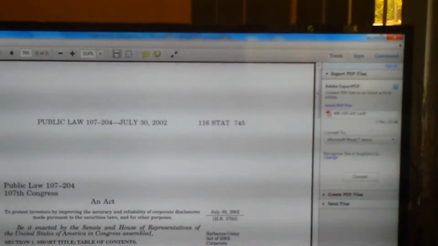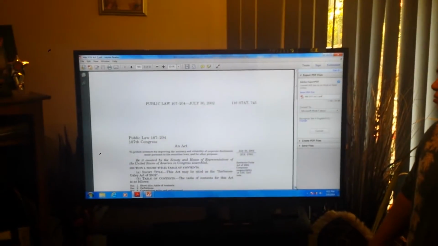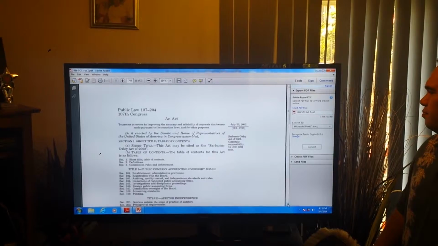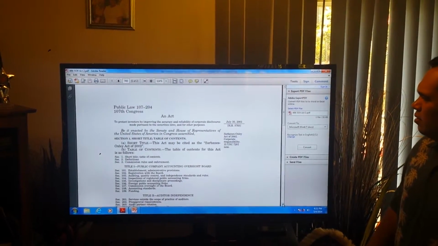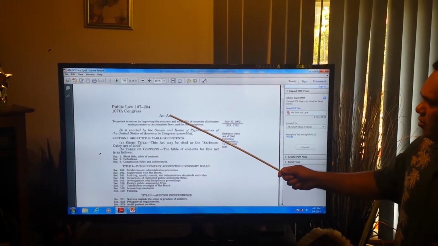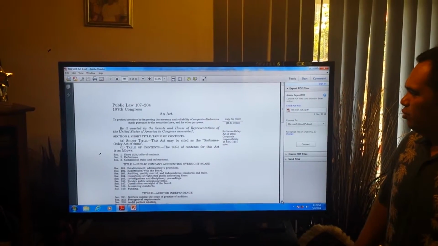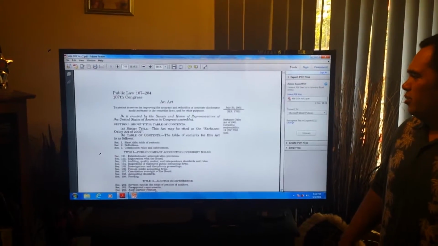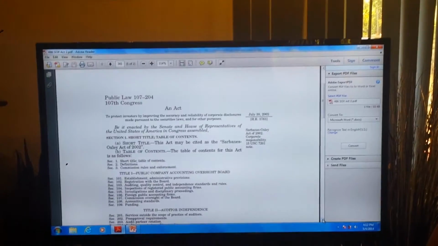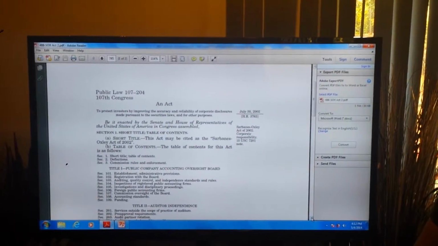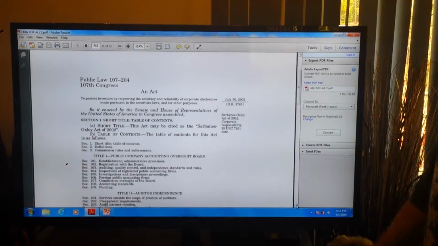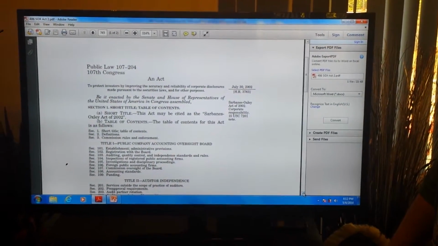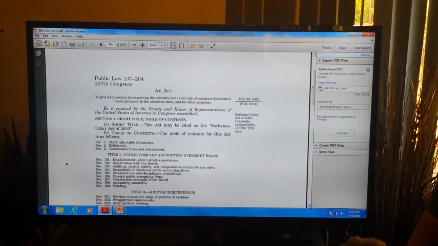And here we have the first couple pages of the SOX Act of 2002. And you can see here we have the act to protect investors by improving the accuracy and reliability of corporate disclosures made pursuant to the securities laws and for other purposes. And this act was enacted by the Senate and House of Representatives of the United States of America in Congress.